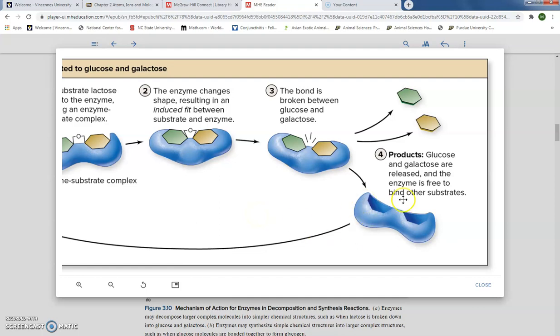So that's another characteristic of enzymes, is they're not destroyed after they catalyze a chemical reaction. They can catalyze a chemical reaction over and over again.